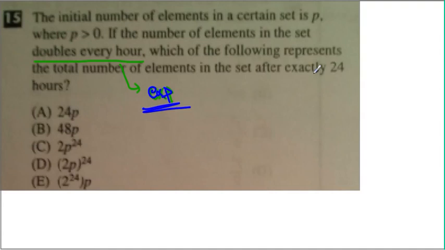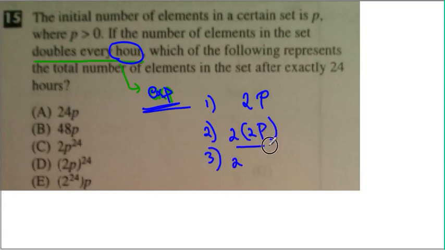You see, it doubles every hour. So what we can do is this. Originally it was P. After 1 hour, it's going to be 2 times P. After 2 hours, then double of that, which is 2 times 2P. After 3 hours, it's going to be double of that, which is 2 times 4P.